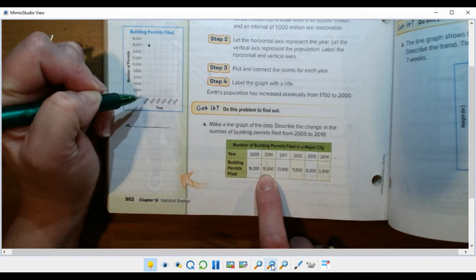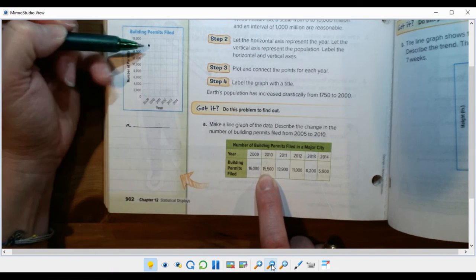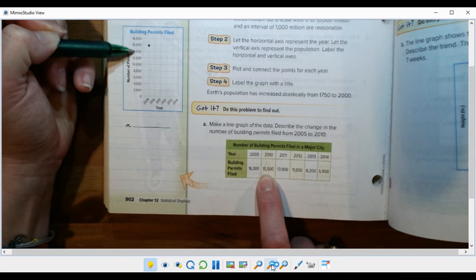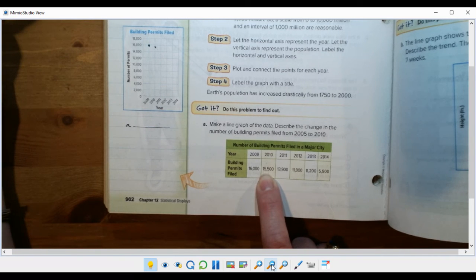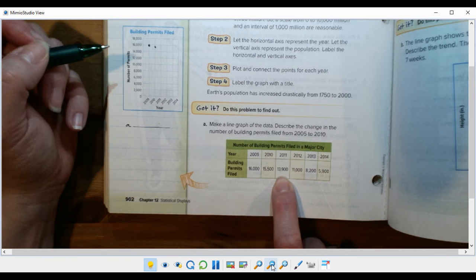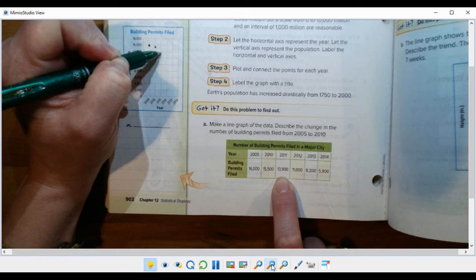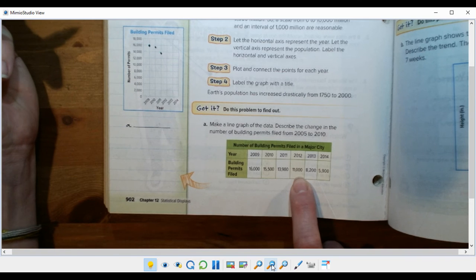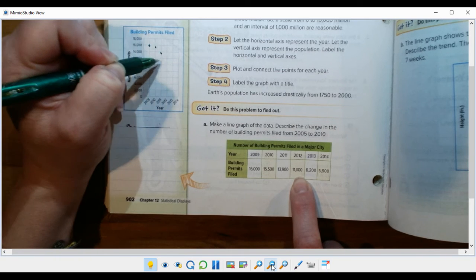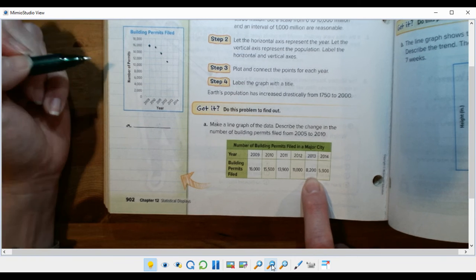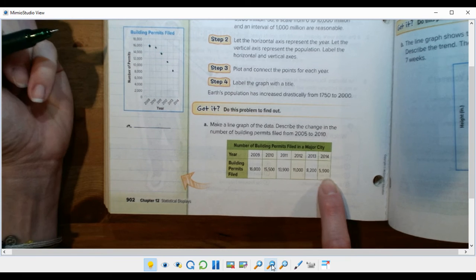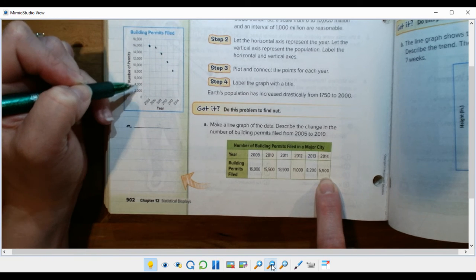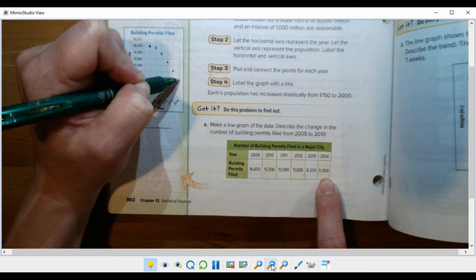2010, 15,500. Now, this is where it gets a little bit tricky. 15,000 would be halfway in between these. So 15,500 would be a little bit more, kind of closer to the 16,000, but not quite. Then 2011, we go to 13,900, just below the line. 2012 goes to 11,000, halfway in between. 2013 is 8,200, so slightly above that line. And then 2014 was 5,900, so just below the line here.